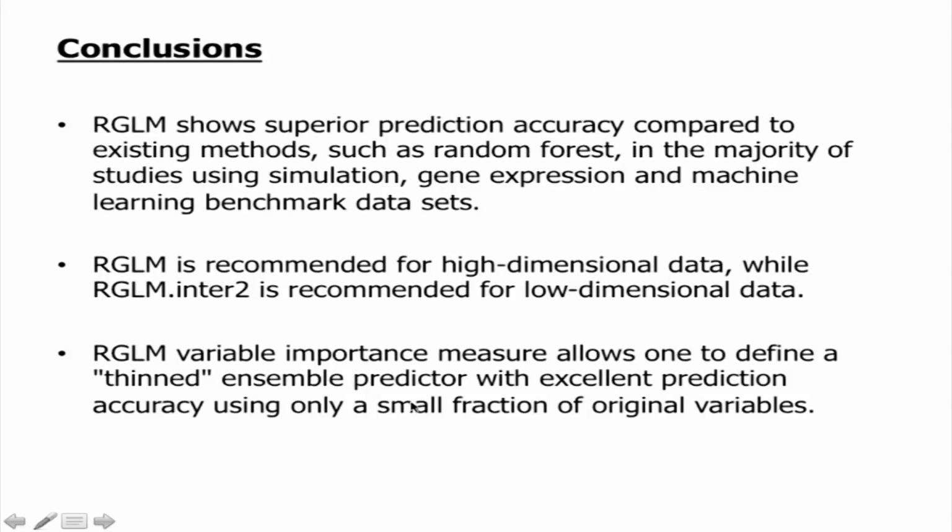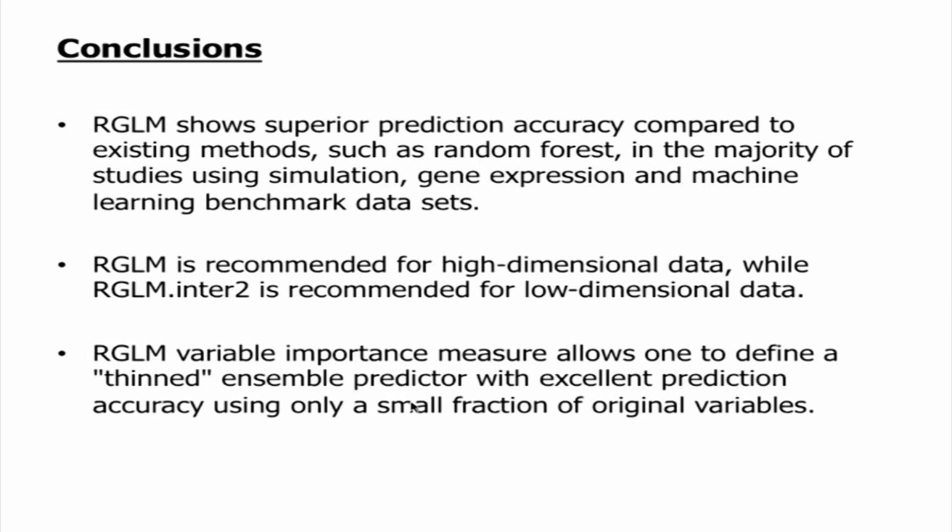Also, the algorithm outputs a variable importance measure, which is times selected by forward regression. We use it, of course, to arrive at a thinned predictor. There's an R function that automatically thins your predictor, but you could also use that variable importance measure to select genes if you care to do that.